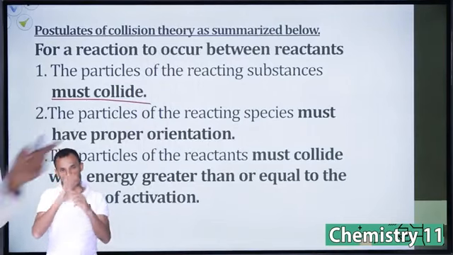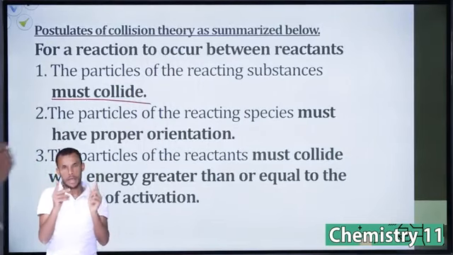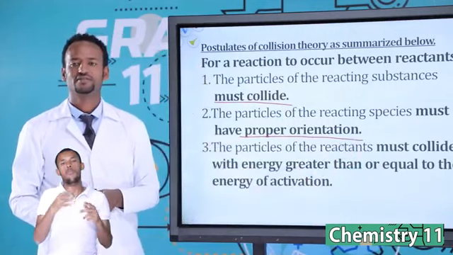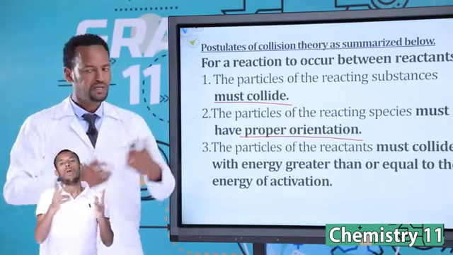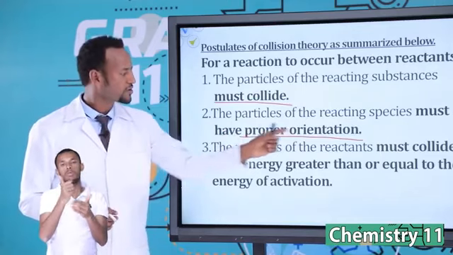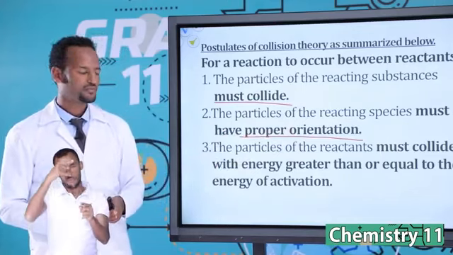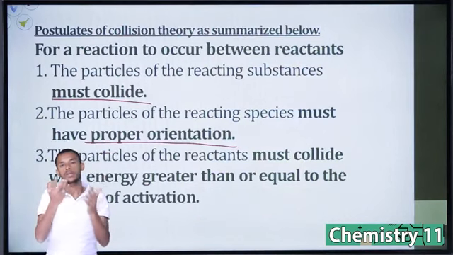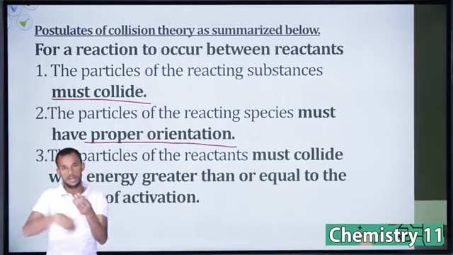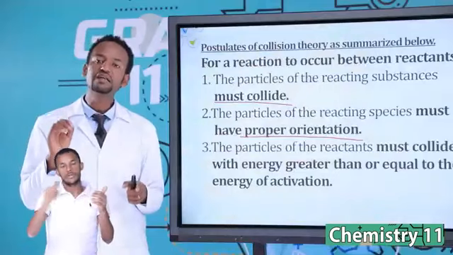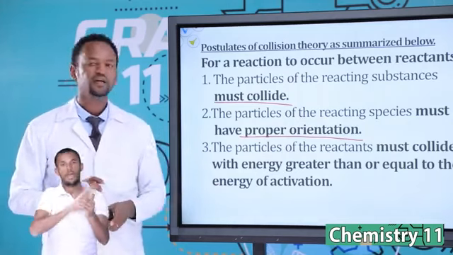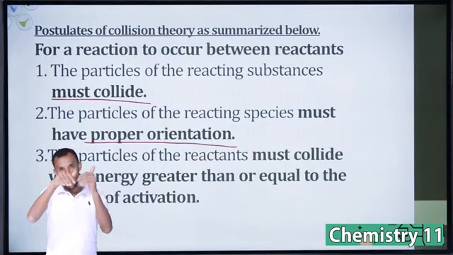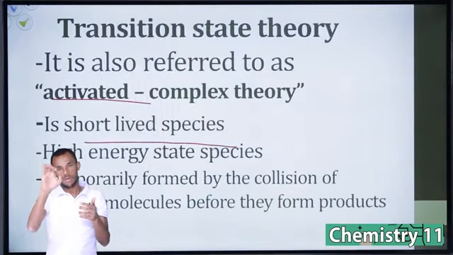The second one: the particles of the reactant species must have proper orientation. The proper orientation is very necessary, because not all collisions give the desired product. Therefore, proper orientation means effective collision. The third one: the particles of the reactants must collide with energy greater than or equal to the activation energy. This is all about the postulates of collision theory.